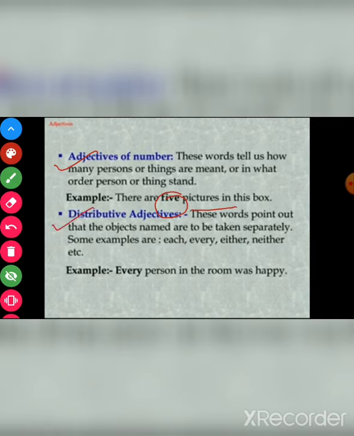Distributive adjective. These words point out that the objects named are to be taken separately. Some examples are each, every, etc. Every person in the room was happy. So every is the example of distributive adjective.